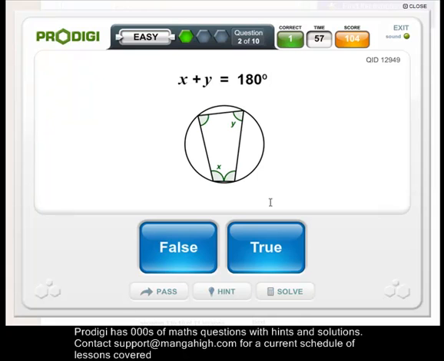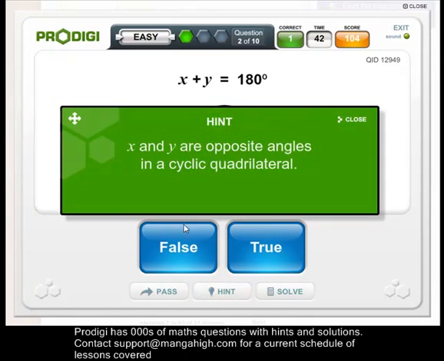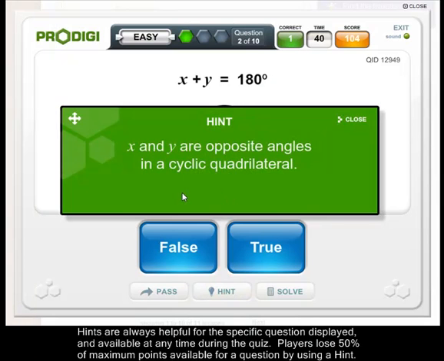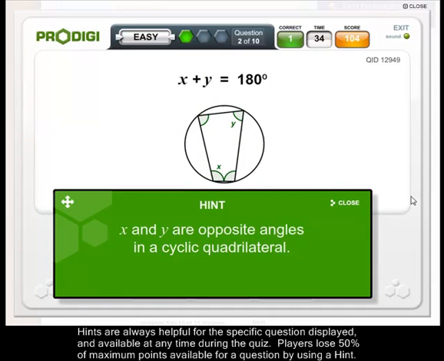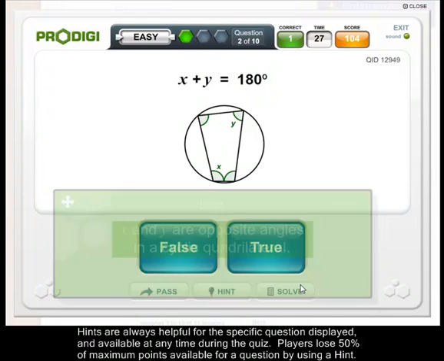And here it's asking us if x plus y equals 180 degrees. And here, this is a new concept for me, so I'm going to ask for a hint about this. And it's telling us that x and y are opposite angles in a cyclic quadrilateral. The hint is specific to the question, but actually I'm still kind of confused, and so I'm going to ask for a solution on this.